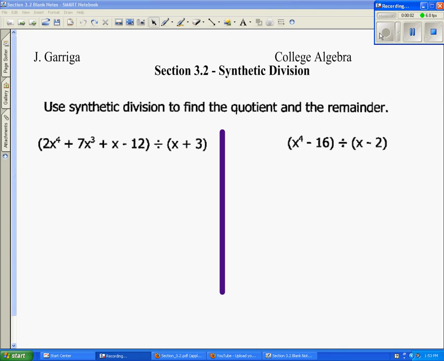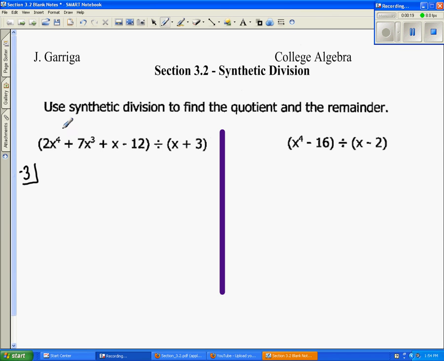Section 3.2 is synthetic division. It's going to take a few problems to understand the procedure and process, but just bear with me. We start with the box, and in my first box, we always go to the divisor and we use the opposite of this, so it's going to be negative 3.